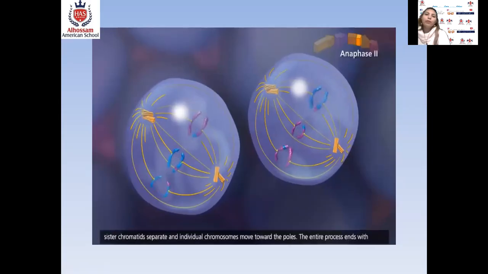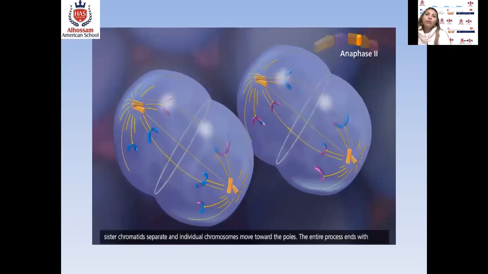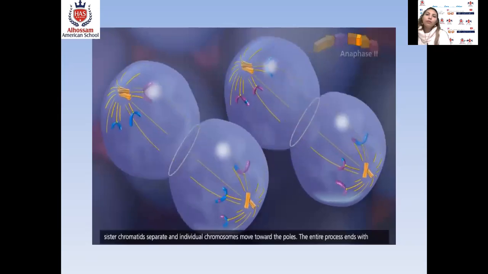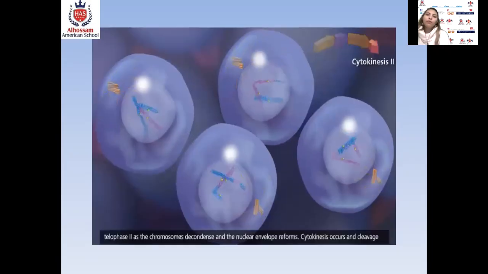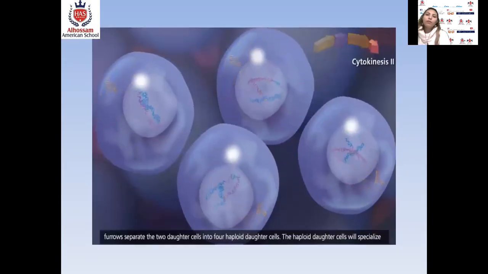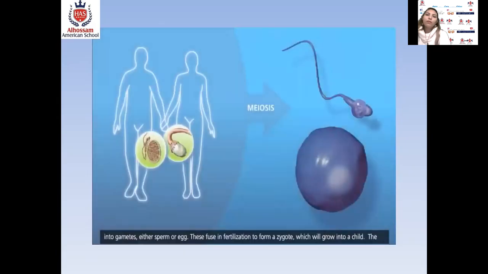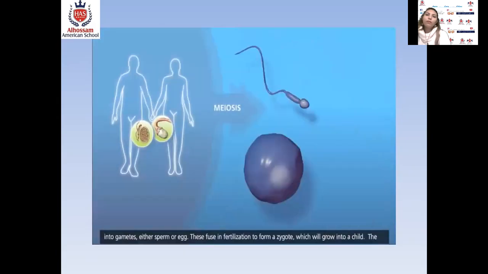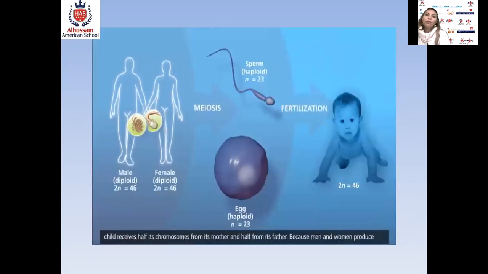During anaphase II, sister chromatids separate and individual chromosomes move toward the poles. The entire process ends with telophase II, as the chromosomes decondense and the nuclear envelope reforms. Cytokinesis occurs and cleavage furrows separate the 2 daughter cells into 4 haploid daughter cells. The haploid daughter cells will specialize into gametes, either sperm or egg. These fuse in fertilization to form a zygote, which will grow into a child. The child receives half its chromosomes from its mother and half from its father.